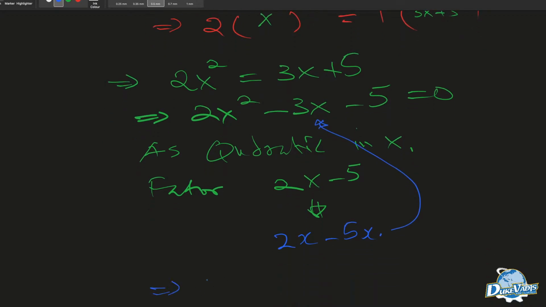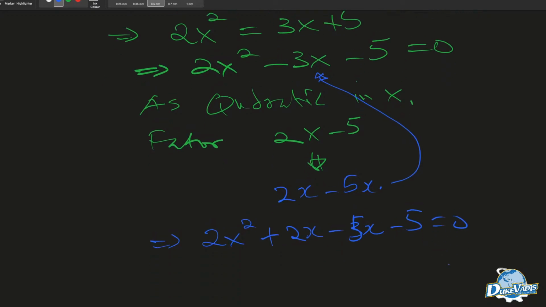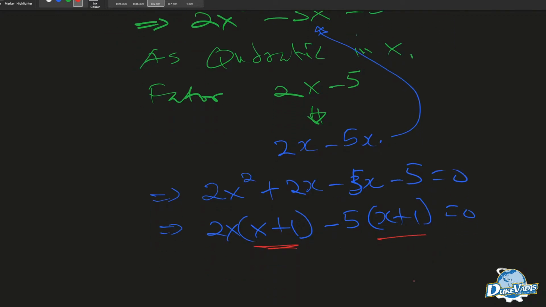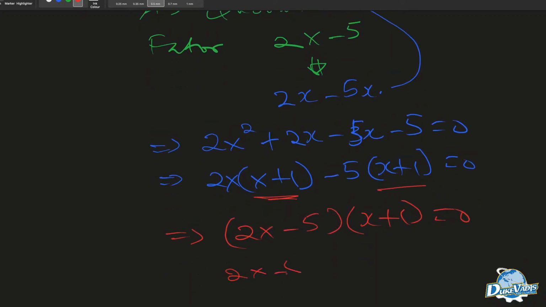So this implies that 2x squared plus 2x minus 5x minus 5 is equal to 0. All right? So we do factorization here. So this implies 2x out, x plus 1 is in this, minus 5 out, x plus 1 is equal to 0. Quadratic. We always know that there's supposed to be multiplicity somewhere. So this implies that our equation will be 2x minus 5 or x plus 1 is equal to 0. So we say 2x minus 5 is equal to 0 or x plus 1 is equal to 0.